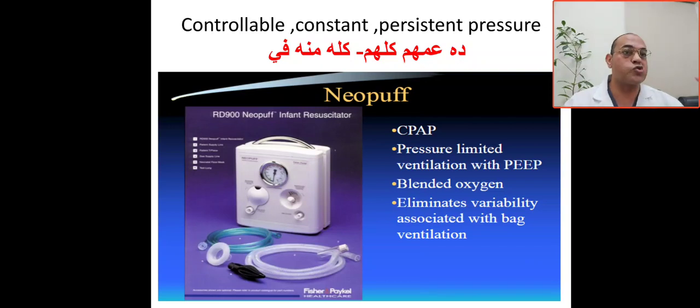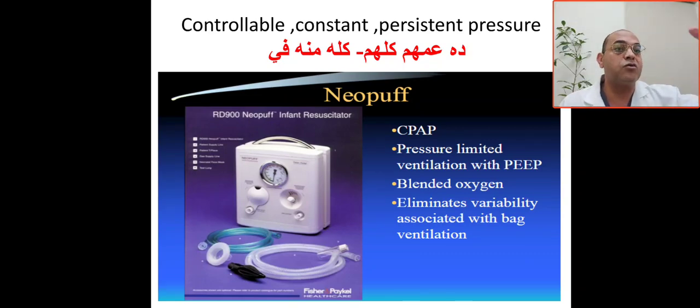So it's oxygen blended with air, so you can adjust 21 or 30, or 100 if chest compression is indicated. So it will prevent oxygen toxicity, and also prevent ventilation-associated injuries: barotrauma, volutrauma, atelectatic trauma or biotrauma, even rheotrauma that comes from the flow. And the beauty of the Neopuff or the T-piece is that it also eliminates all the variability associated with bag ventilation regarding oxygenation and ventilation. You can say it's 3 in 1, 4 in 1, 5 in 1, whatever, for the Neopuff.